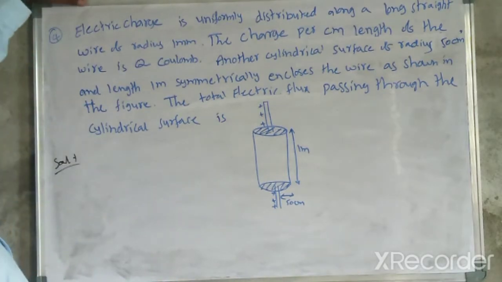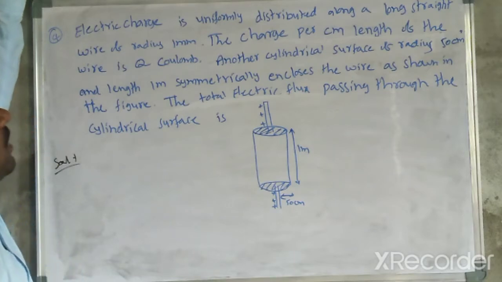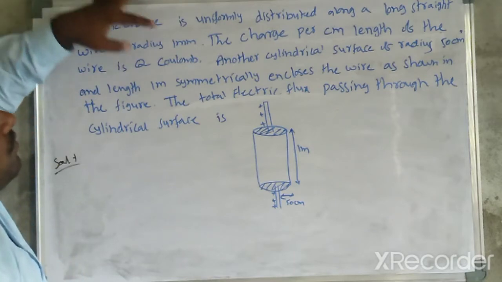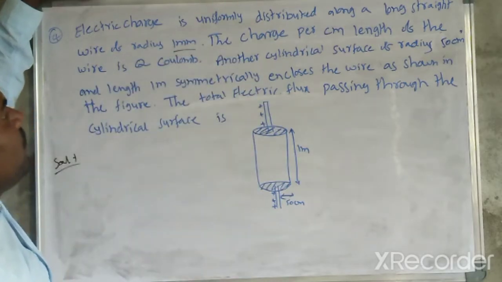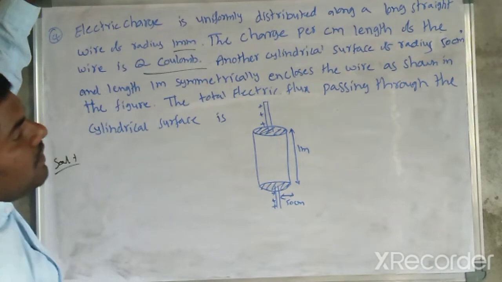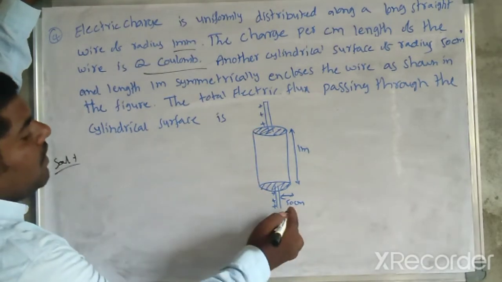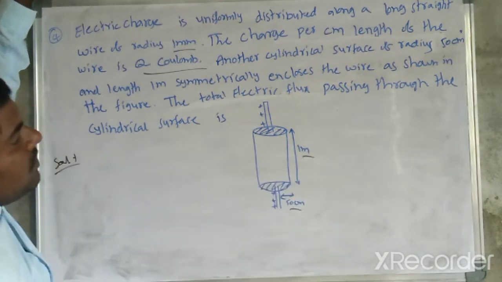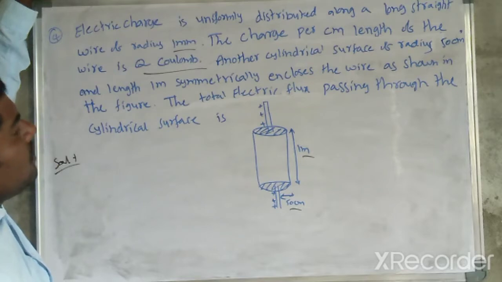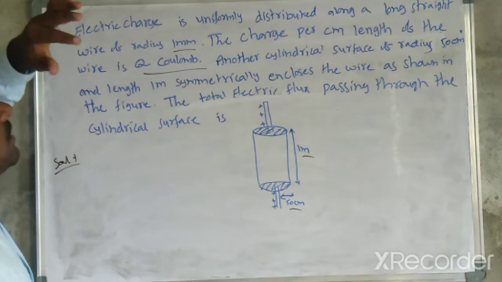Now another question: electric charge is uniformly distributed along a long straight wire of radius 1 mm. The charge per centimeter length of the wire is q coulomb. Another cylindrical surface of radius 50 centimeter and length 1 meter symmetrically encloses the wire as shown in the figure. The total electric flux passing through the cylindrical surface is.